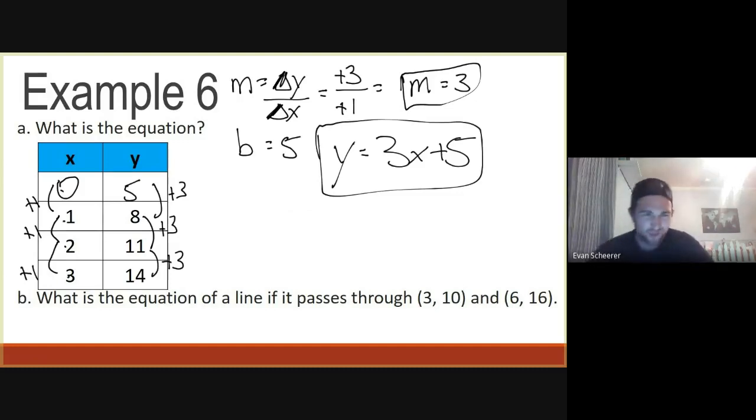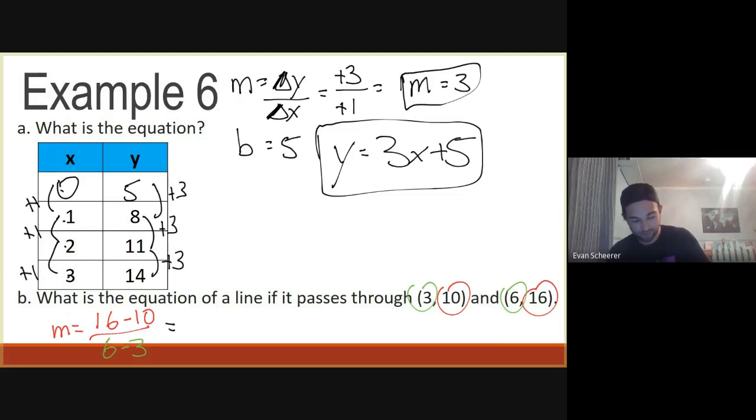Now, what is the equation of a line if it passes through (3, 10) and (6, 16)? Well, let's find that out. Remember, let's subtract the y's first. So m equals 16 minus 10 over 6 minus 3. So that means our slope is equal to 16 minus 10 is 6, 6 minus 3 is 3. So then 6 divided by 3 is 2. So m equals 2.